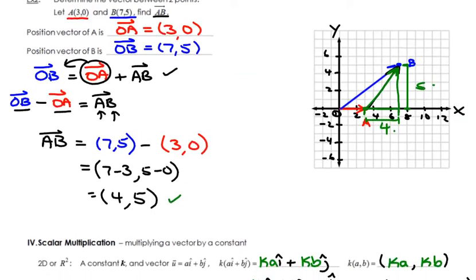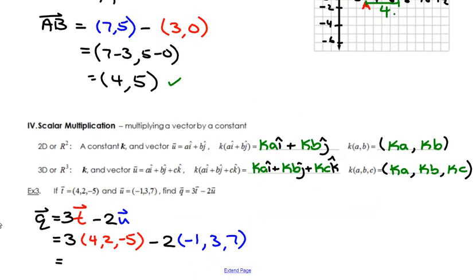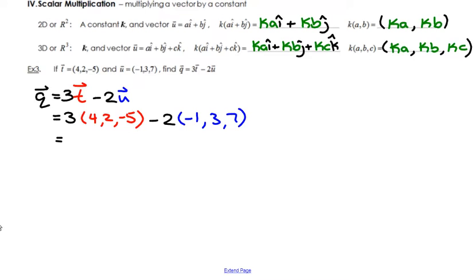Now, going into scalar multiplication. This one's a little bit more intuitive. Scalar multiplication is when you have a vector, 3D, 2D, whatever, and a scalar number, some sort of constant, in front of that vector. You can multiply it in with any of the other coefficients that are inside the brackets.